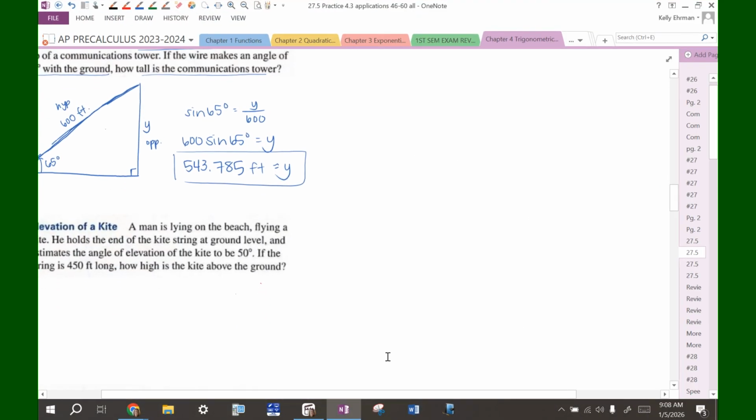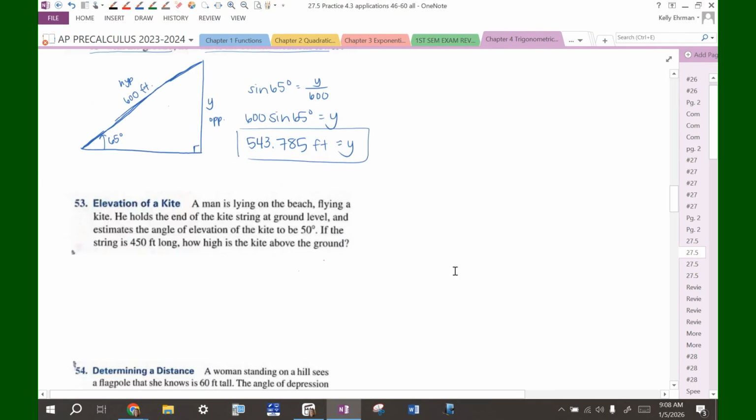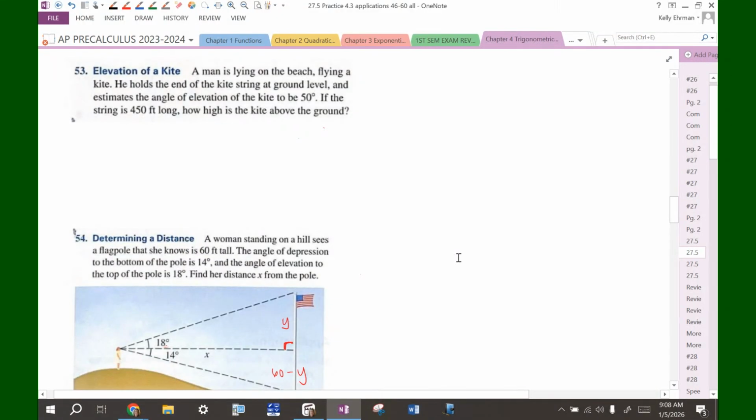Okay, so now we have to really read through these a couple of times maybe to get the picture here. Oh no, sorry. One more normal one. Elevation of a kite. A man is lying on a beach flying a kite. Weird, but okay. He holds the end of the kite string at ground level and estimates the angle of elevation of the kite to be 50 degrees. Some of these scenarios just make me kind of laugh. If the string is 450 feet long, how high is the kite above the ground?